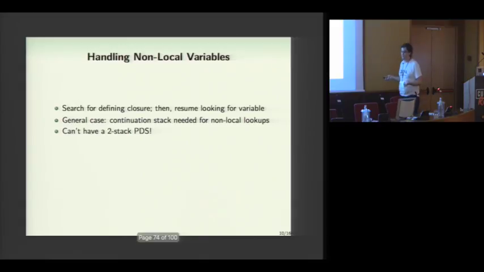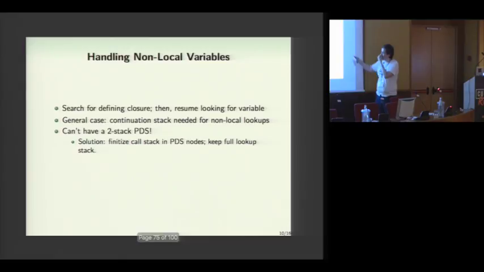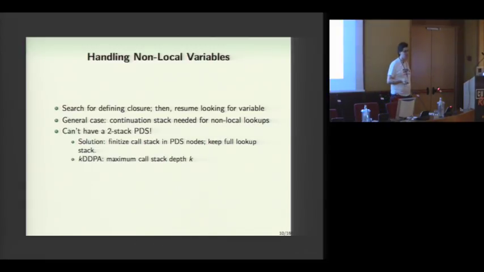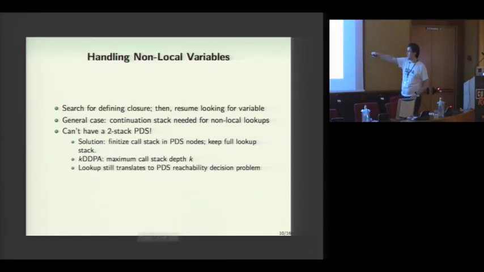And now we have a problem, right? Because I've just built a Turing machine, and that makes me sad. So I'm going to address that by finitizing the call stack into the PDS nodes. What I'm going to do is keep the top k frames of the call stack. I'm going to call that KDDPA. Okay? What that does is leaves the PDS stack open for this continuation stack. And I'm going to use that as the stack of the PDS when I'm asking this reachability question. So, this still translates into a PDS reachability problem. It's just the stack of the PDS is this lookup stack rather than the call stack from before.